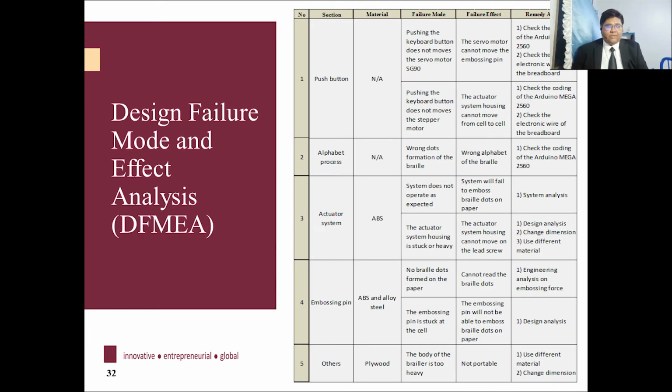Next one is the design failure mode and effect analysis. From the table, you can see the sections of the embodiment of the final design, which shows the failure mode, failure effect, and the remediation that needs to be done.